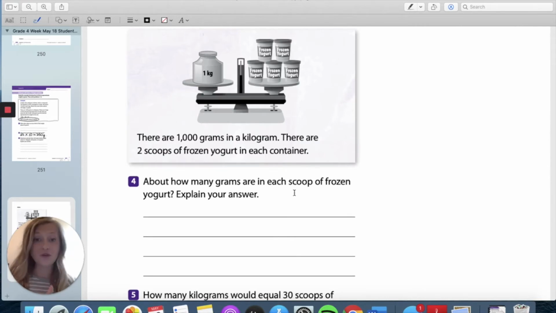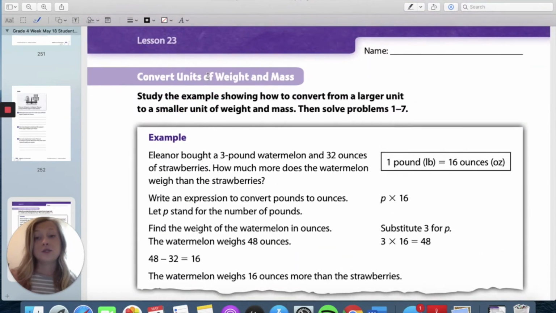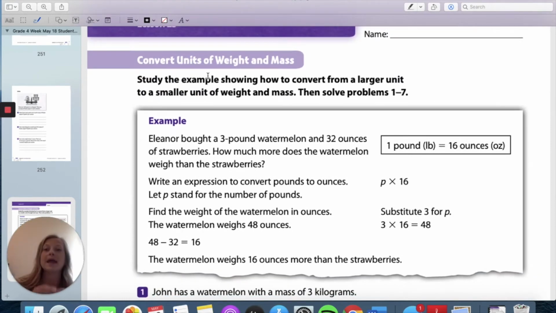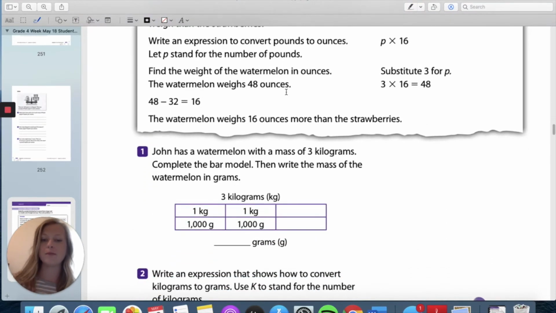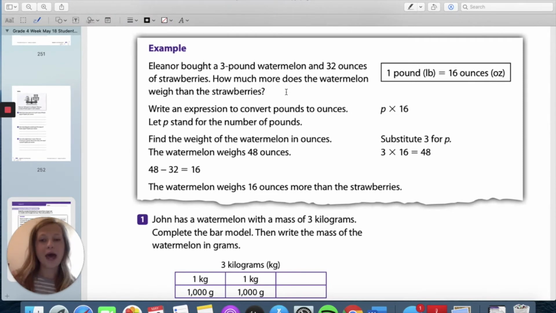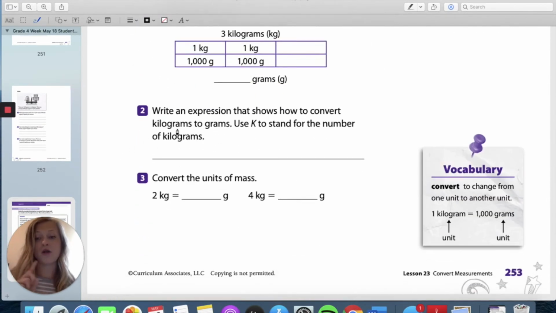Well, we're going to keep moving through the lesson so we can go through a few more problems. So, on page 253, this is where we're actually going to convert the units of weight and mass. It says to study the example showing how to convert a larger unit to a smaller unit, then solve problems 1 through 7. So I want you to pause the video and go ahead and read through the example, and then play the video so we can go ahead and do number 3 together. So hopefully you read through the example.